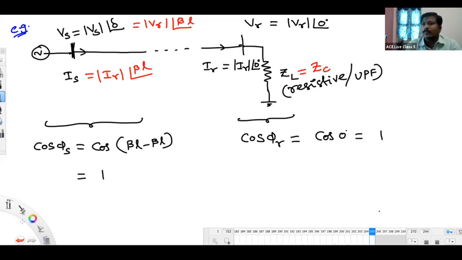Further discussion. Furthermore, there are more things we are going to take up. This is the complex power injected to the receiving end bus, SR. This is the complex power supplied by the sending end side, SS. What is the formula for SR? SR is VR into IR conjugate. What is SS? VS into IS conjugate.